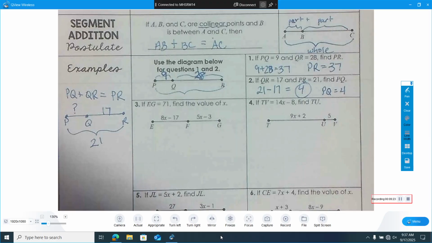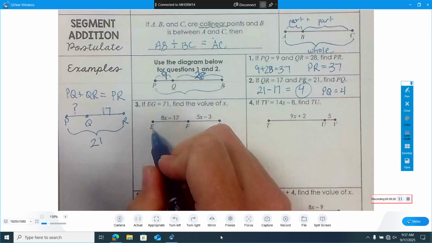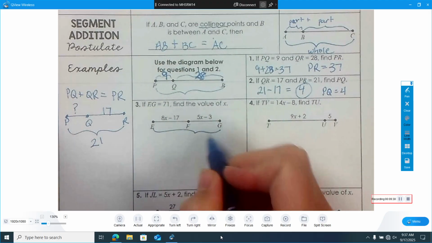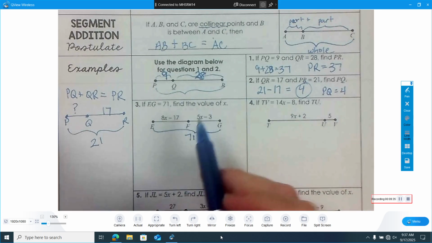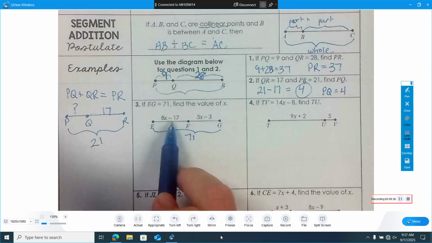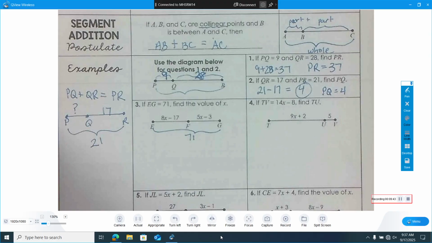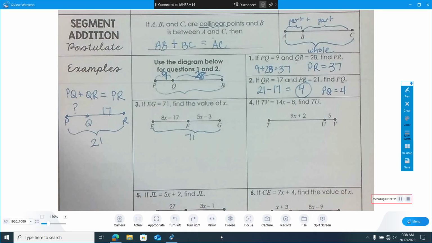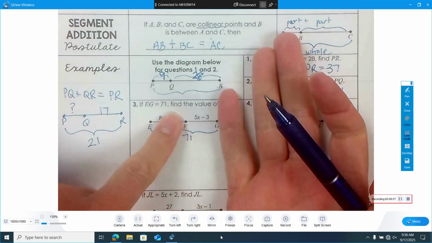So we have a nice little picture that's been drawn for us. EG, it says EG, that's the whole thing, is 71. So I'm going to mark that on my picture, too. And we want to find the value of x. What do you think this is telling us when we have 8x minus 17? It's the length of EF. Yeah, it is the length of EF, and they're just using it in algebra form. And then 5x minus 3 is representing the length of FG.